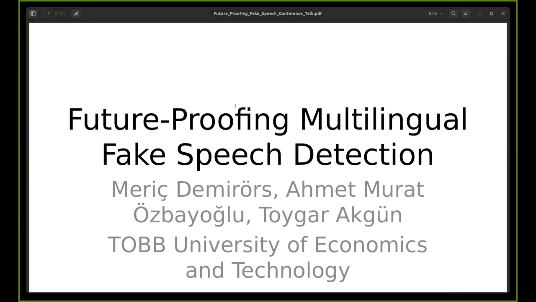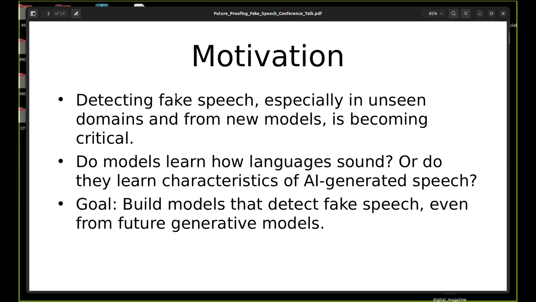Hi everyone, I'm Meric and I will be presenting you the paper titled Future-Proofing Multilingual Fake Speech Detection. First, let's start off with the motivation of this study.